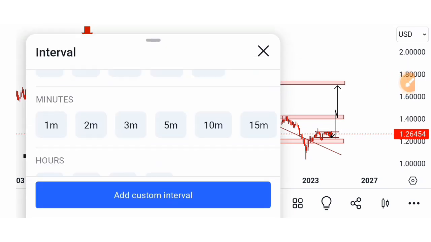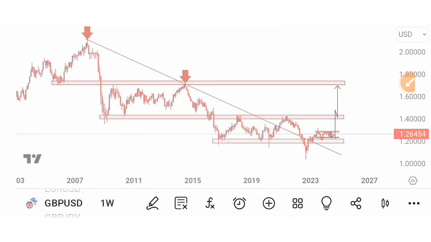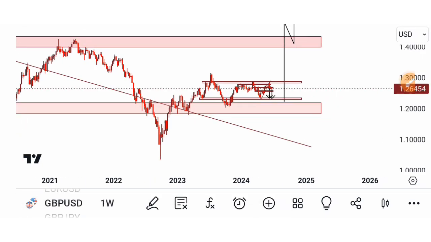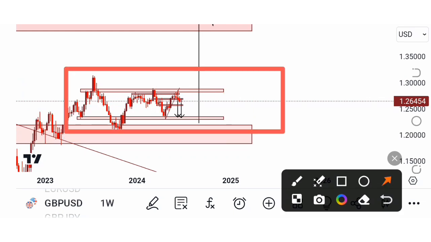Now if you move to a smaller time frame, as much as we are looking for buys, I don't know which time frame to go to. Okay, let's start with the weekly time frame. As much as I'm looking for buys, I do see that the market at the moment is in a range, right? The market is ranging, and this is the high of the range over here, and this is the low of the range over here.